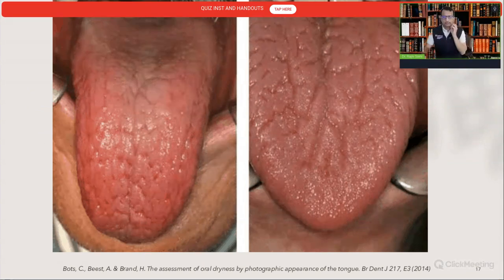This is a clinical picture of a xerostomic tongue, and you can see that the grooves and fissures of the tongue are so prominent, and it all happens because of the dryness. So it's a true clinical picture of how xerostomia can look in a clinical setup.